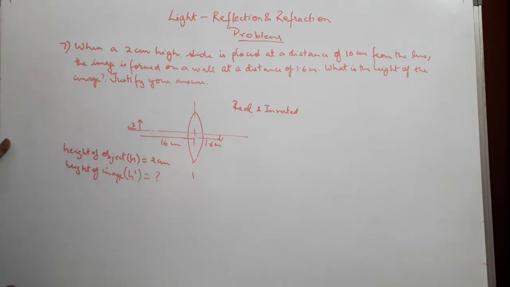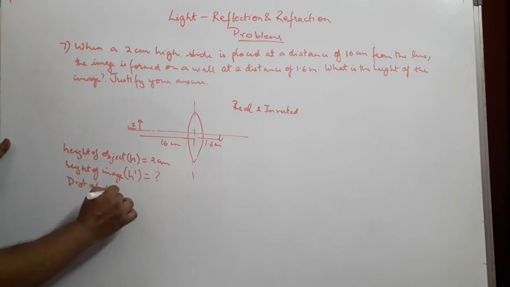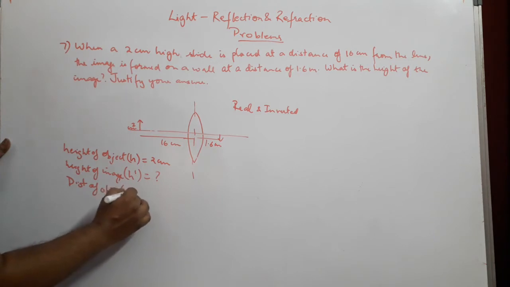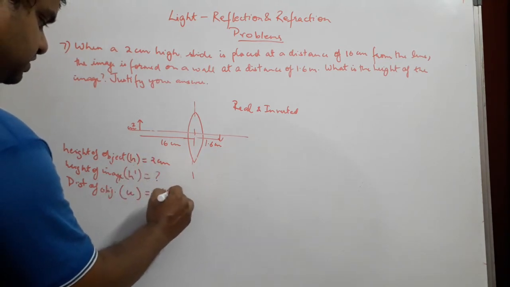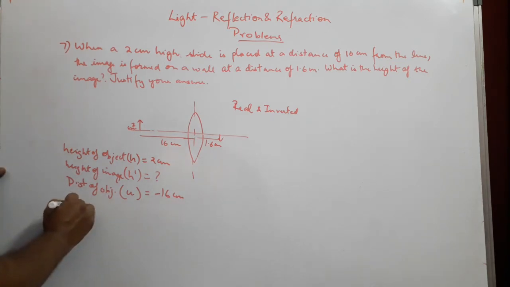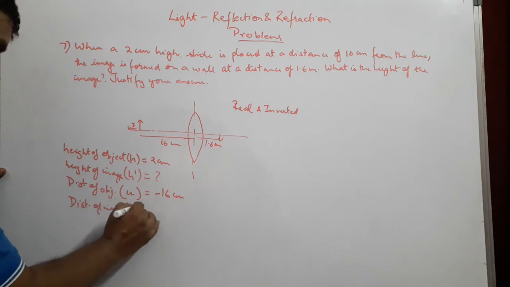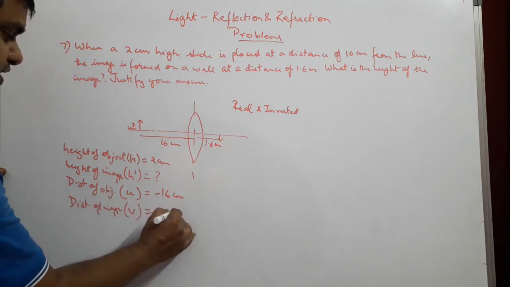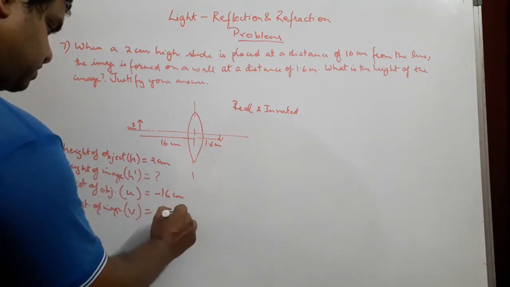We are given the distance of the object from the lens. So the distance of the object will be u, not v, and that is 16 centimeters. So that would be minus 16 centimeters. And we are given the distance of the image, which would be v, and that would be positive 1.6, and that is 1.6 meters over here.